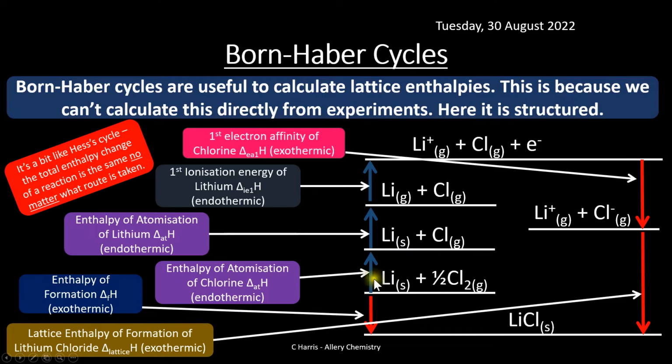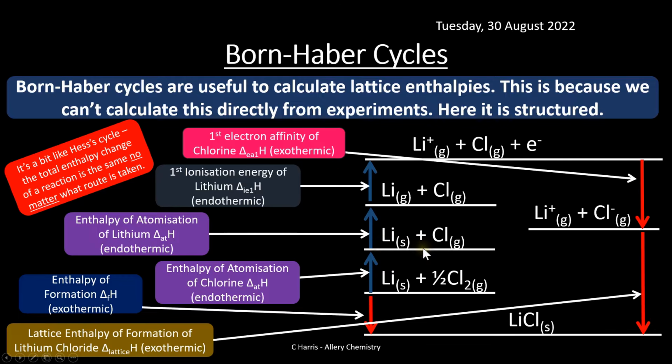These processes here require energy. You're putting energy in to turn half Cl2 gas into Cl gas. You're putting energy in to turn lithium solid into lithium gas. You're putting more energy in to remove the electron from lithium, and then you release energy when you add the electron to chlorine, and you release energy again when you bond these two together and form a stable lithium chloride lattice. So it's very similar to Hess's cycle in that the total energy change of these reactions is the same. It doesn't matter which route we take.